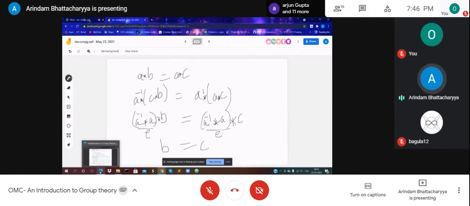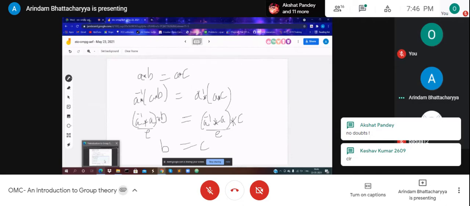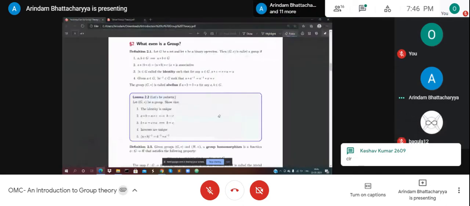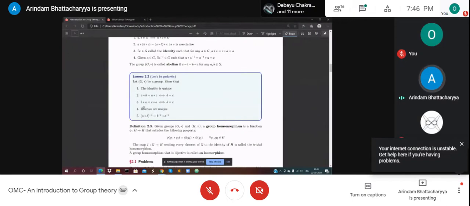Other people, you can type in the chat if you have doubts. Okay, so similarly, we showed that you can cancel on the left, and then similarly, you can show that you can cancel on the right.